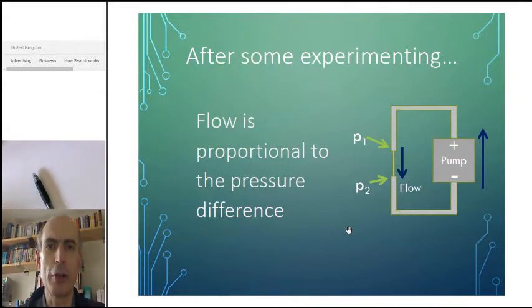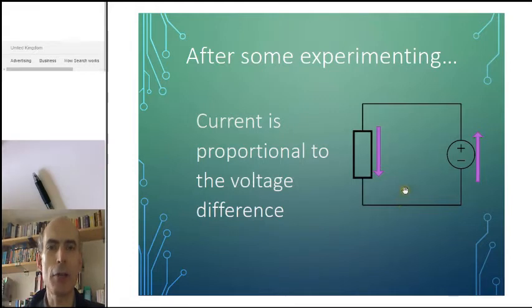Some experiments were done in fluid dynamics long before anybody had thought of electronics, in particular looking at the rate of flow of fluid, water, say, through lengths of pipe. And it was discovered that the rate of flow through pipes was proportional to the pressure difference across the pipe, the difference in pressure of the fluid at one end of the pipe and at the other end of the pipe. Exactly the same thing turned out to be true in electric circuits.